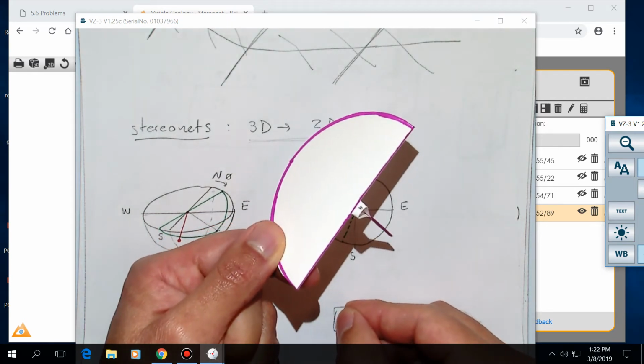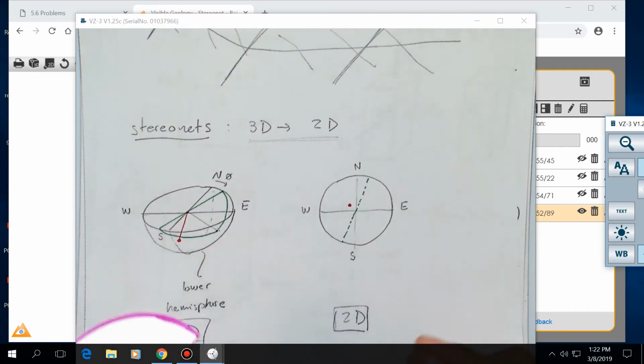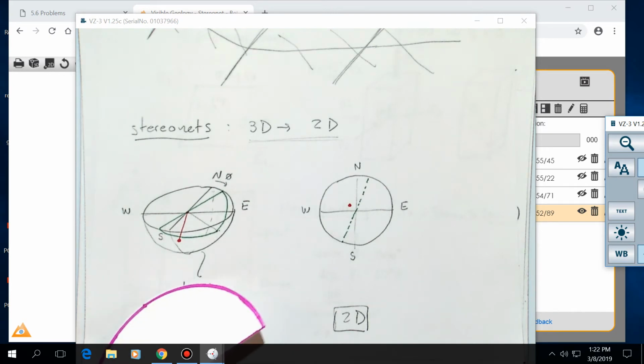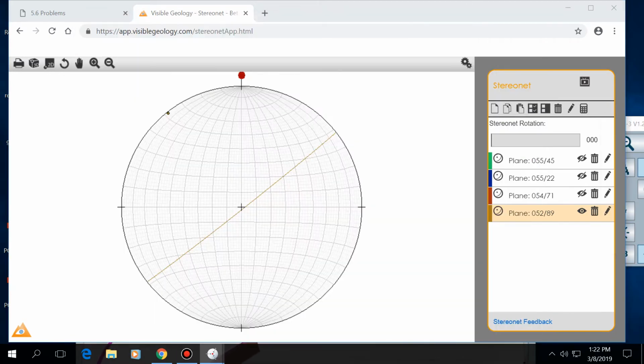Yes? On number 3, what would be the answer? For number 3, let's see. It says no, 20 degrees west.